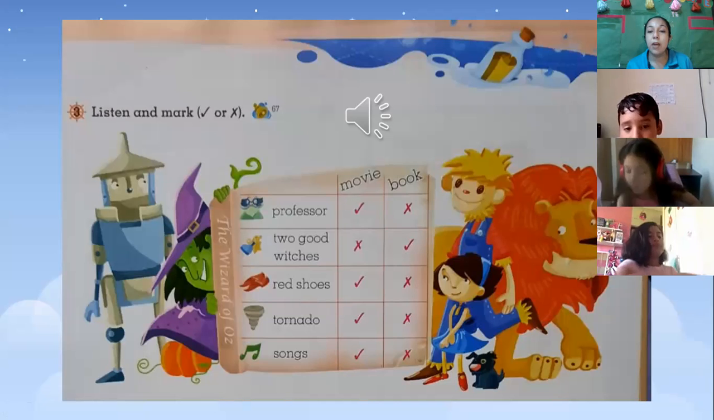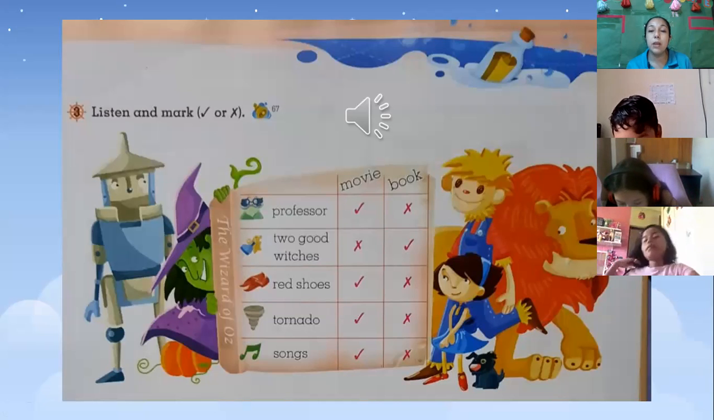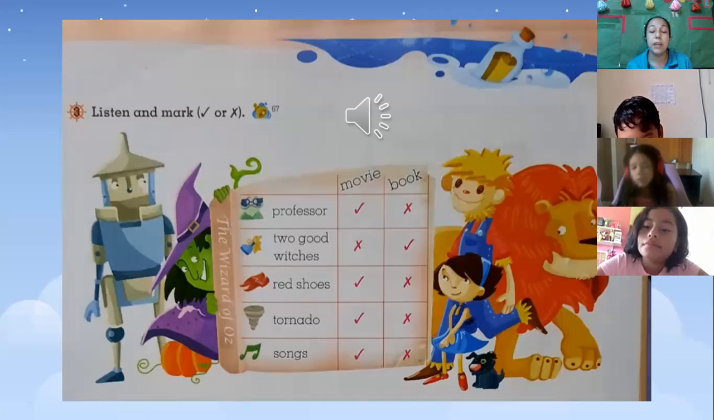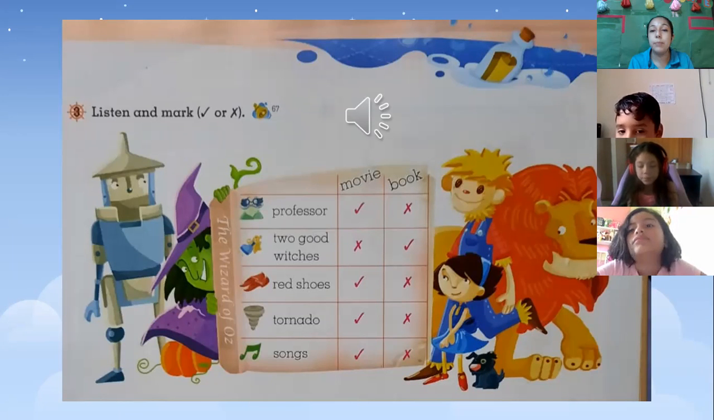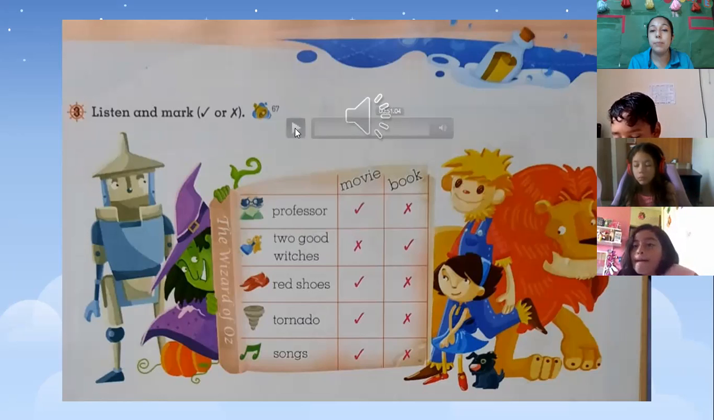Va a escribir un cheque o una cruz, dependiendo de lo que diga el profesor. Dependiendo de lo que le guste, si le gusta una película, si le gusta el libro. Okay, so pay attention, please. Preste atención para que usted lo vaya haciendo de la manera correcta. De acuerdo. Mi hija, okay. Encuentro mi libro. But you need to check. Yo dije en la clase de las 8, al finalizar, busque su libro, téngalo listo.